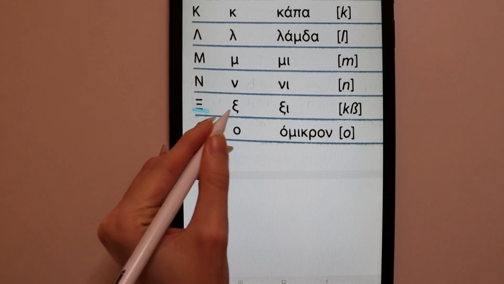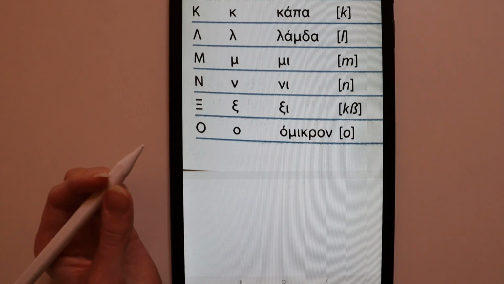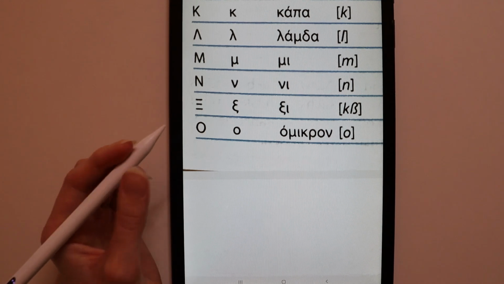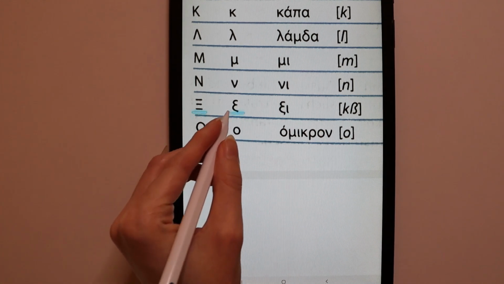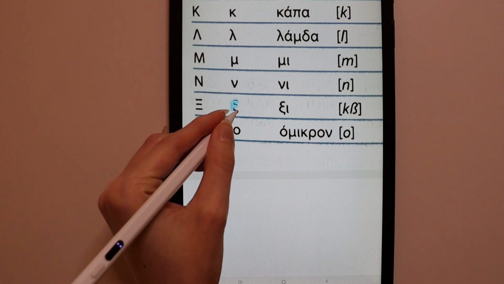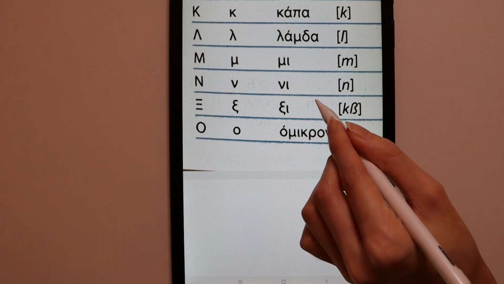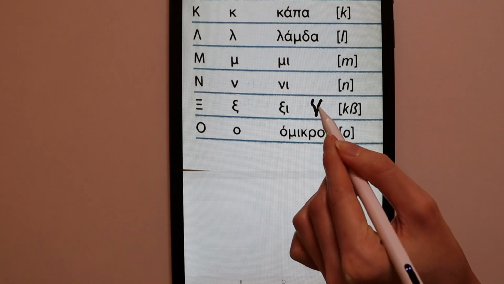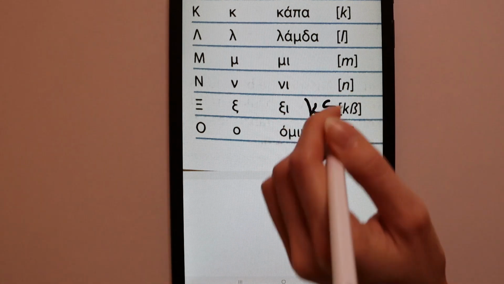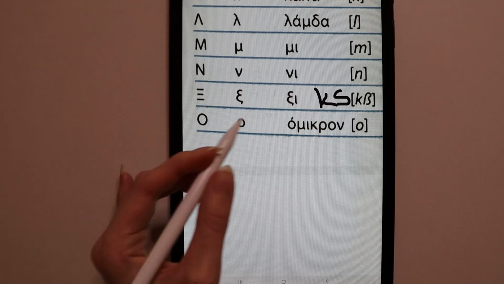And then we have xi. Xi is like KS, or sometimes in some languages the X is also pronounced like this. I'm going to write it like it's a German book, that's why they wrote it like this. Xi, KS, xi.